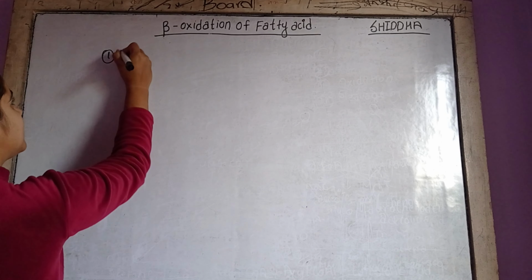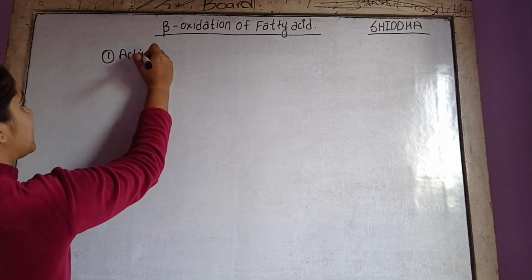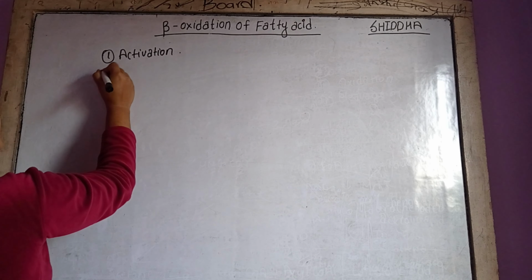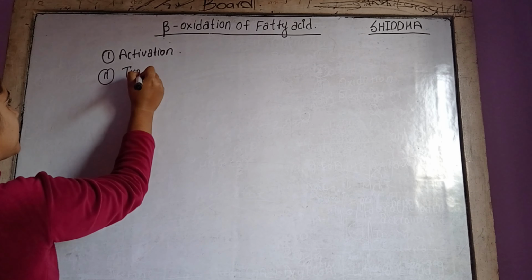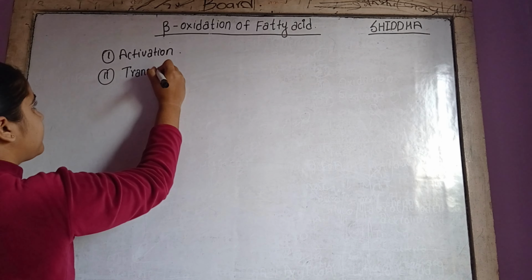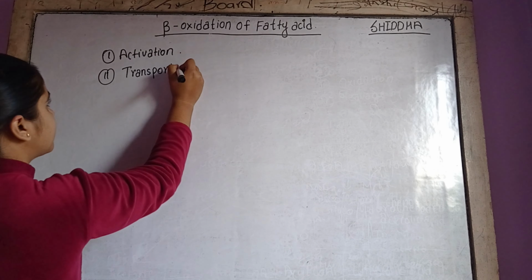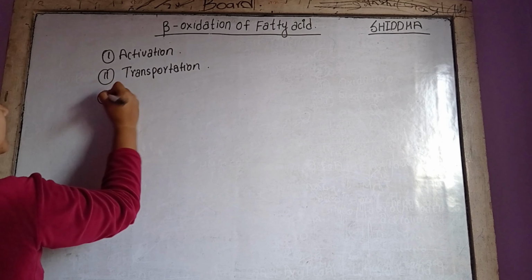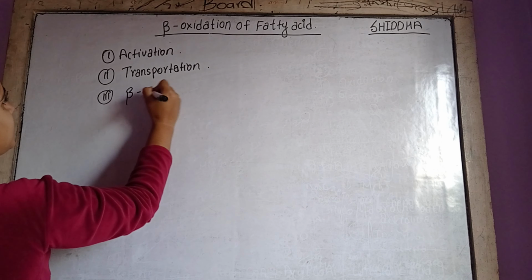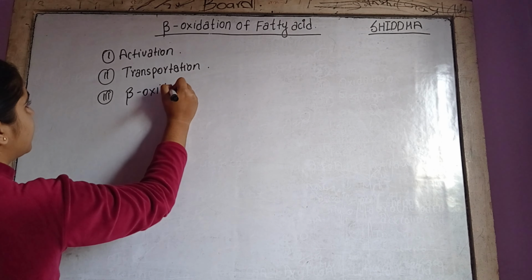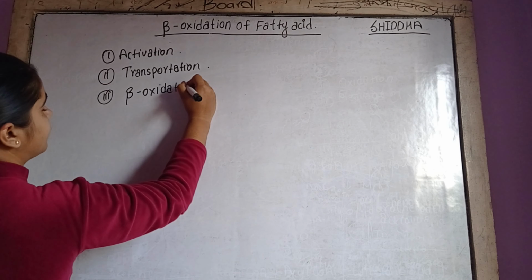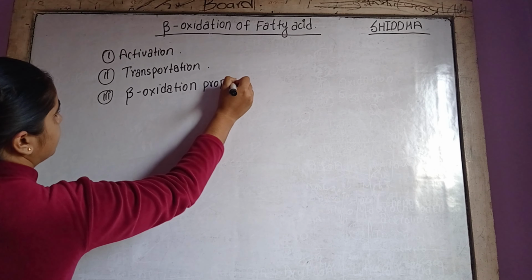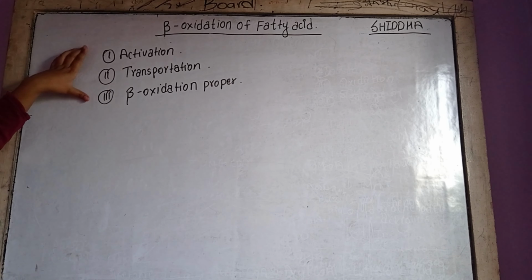First one is activation, second is transportation, and third one is beta oxidation proper. So we have here the three steps.